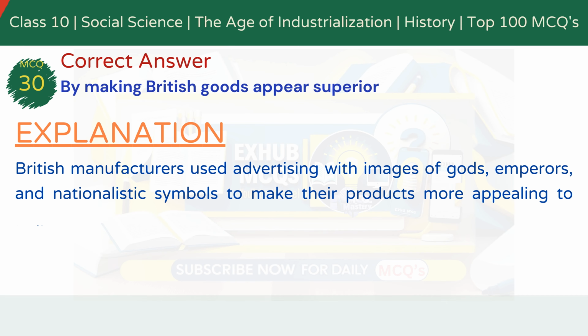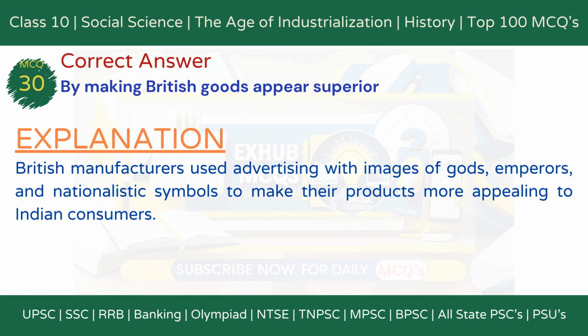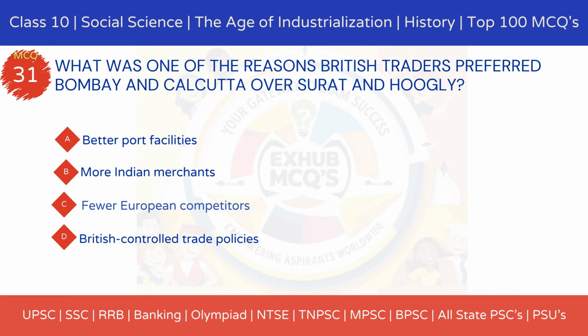The correct answer is option B. By making British goods appear superior. Explanation: British manufacturers used advertising with images of gods, emperors, and nationalistic symbols to make their products more appealing to Indian consumers. MCQ 31. What was one of the reasons British traders preferred Bombay and Calcutta over Surat and Hooghly?